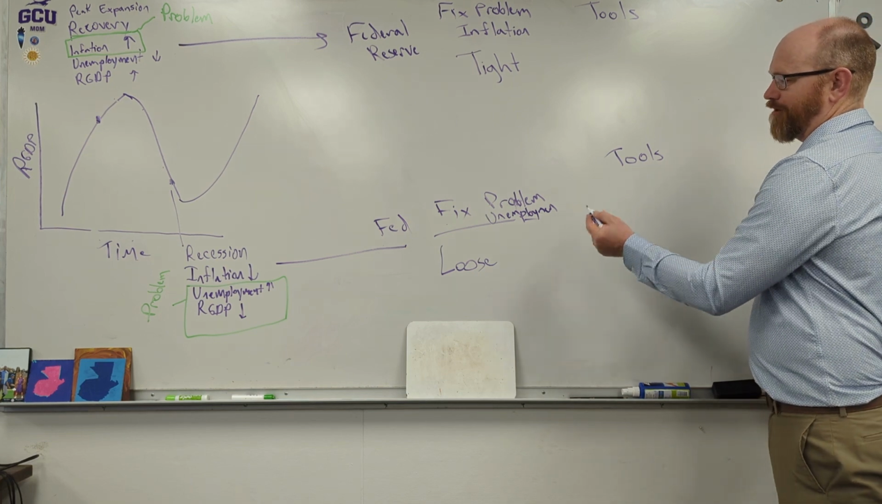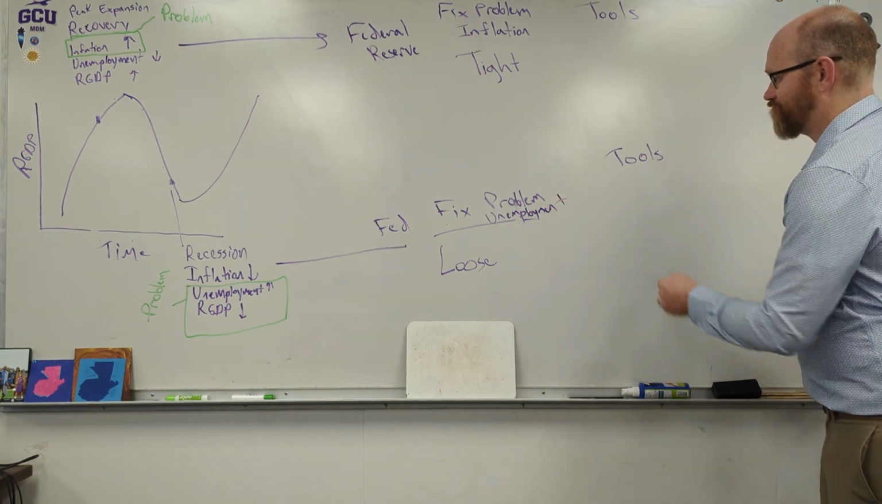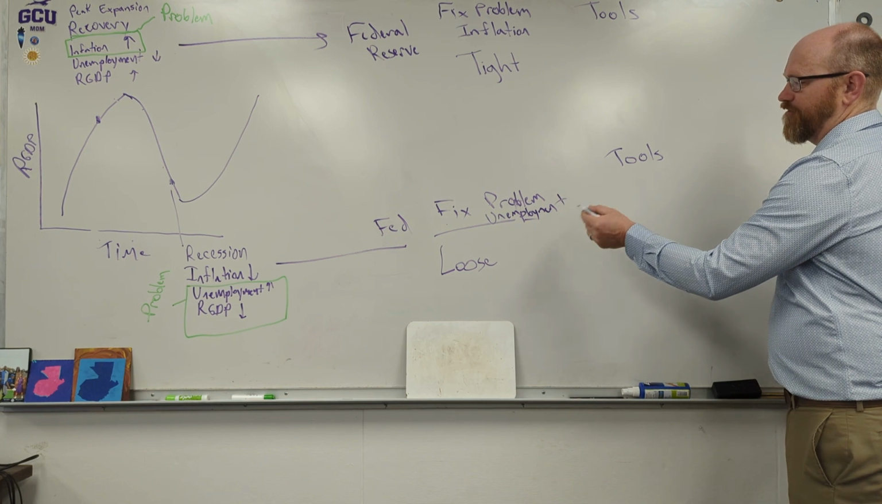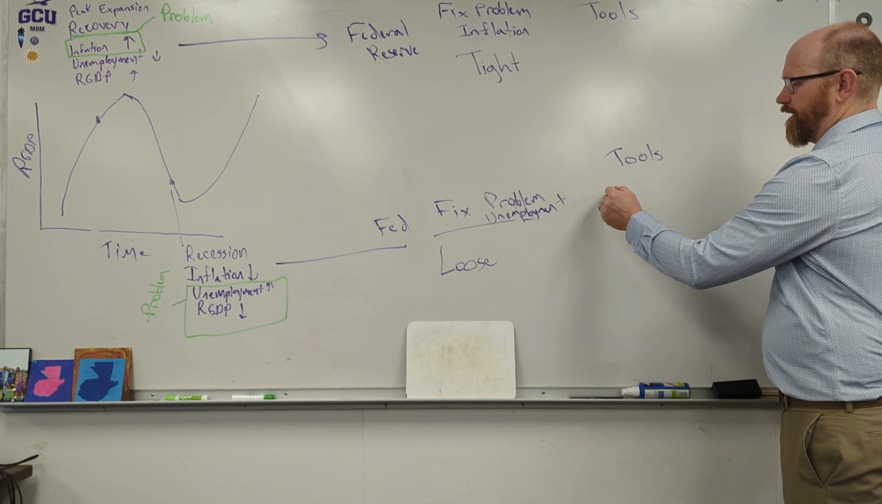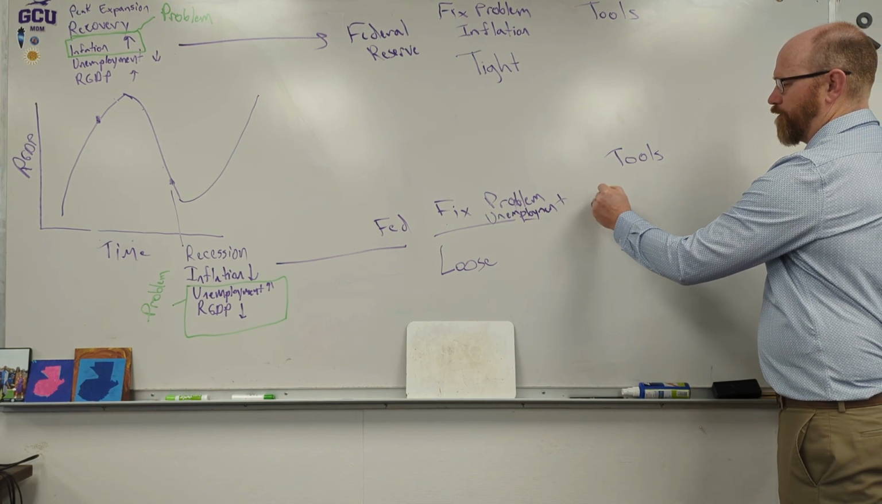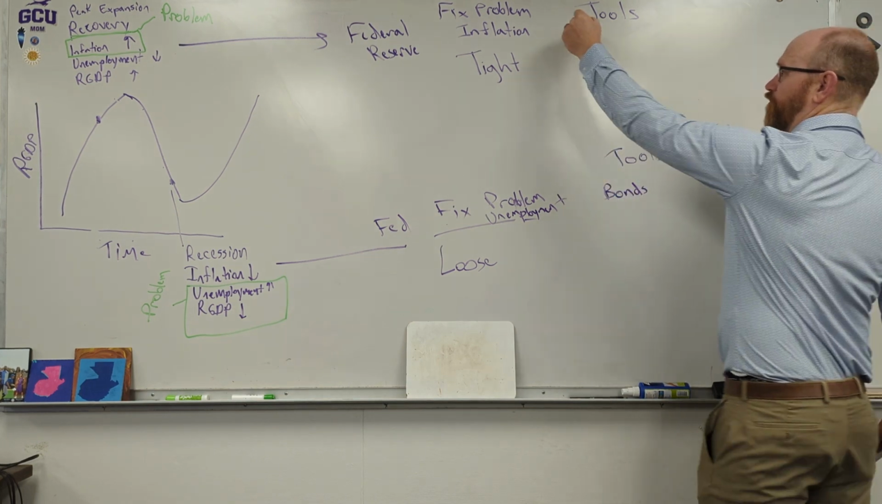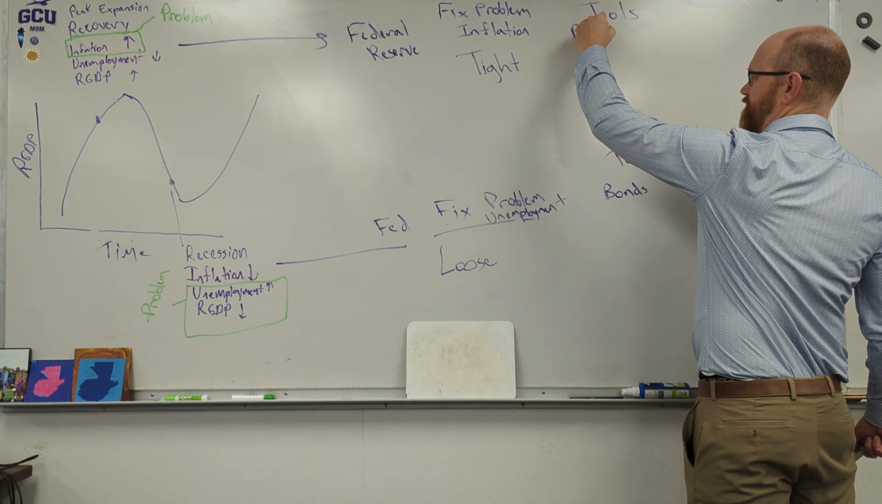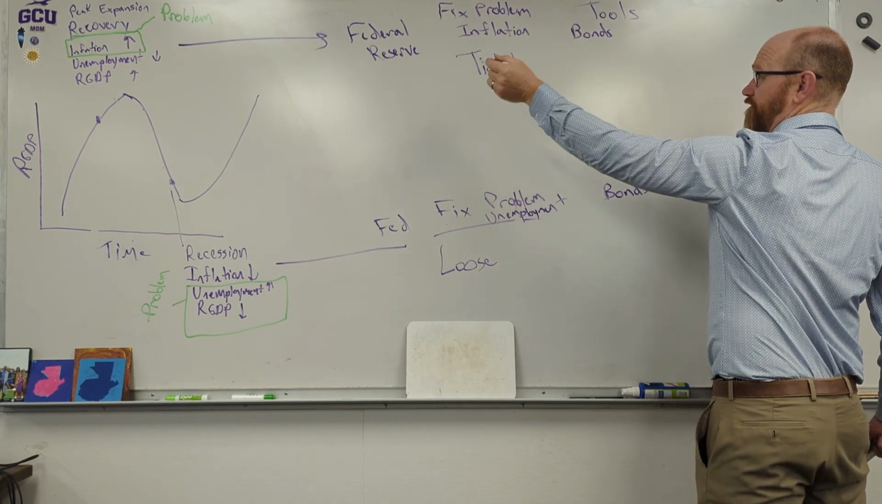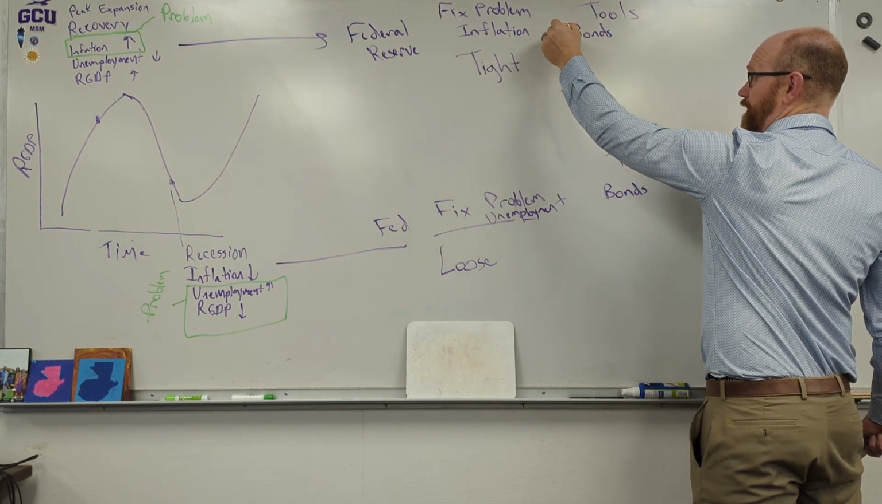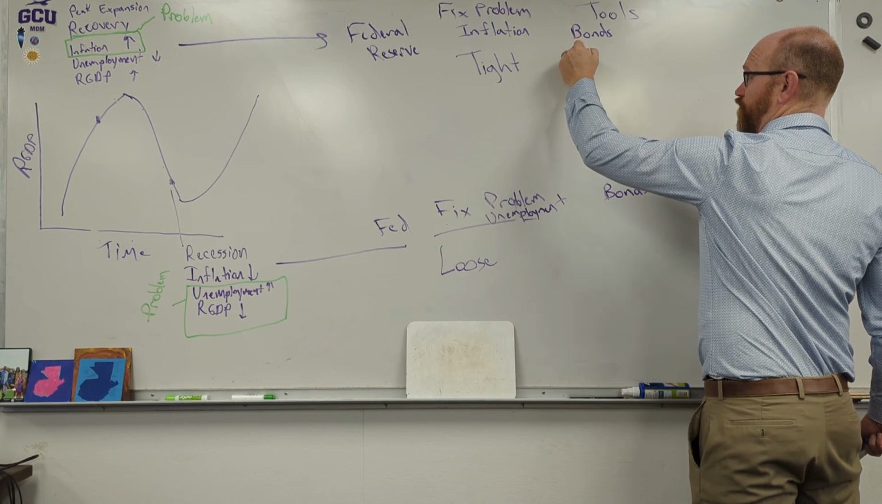Okay? And then from there, the tools are used in opposite directions. So this is the one where you basically have bonds, okay? Bonds are either bought or sold. And I'll note this to me is like the hardest thing on the test, is remembering this. In a tight monetary policy, the Fed sells bonds.